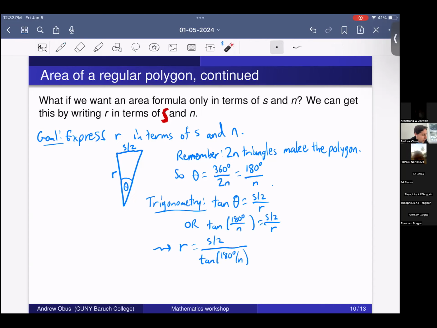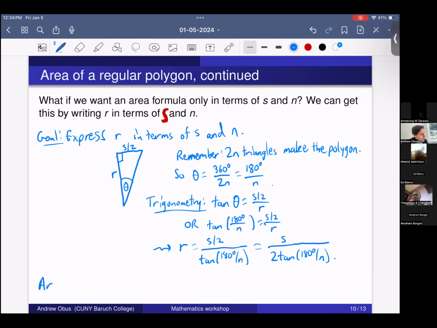Okay, just by multiplying r to this side and bringing the tangent down to the other side. Or if we want to write it as a simple fraction, r is equal to s divided by 2 times the tangent of 180 degrees over n. So this is how we get r in terms of s and n. You have to use a little bit of trigonometry, remembering this is a right triangle, so you use the tangent of theta to get the ratio between r and s over 2.